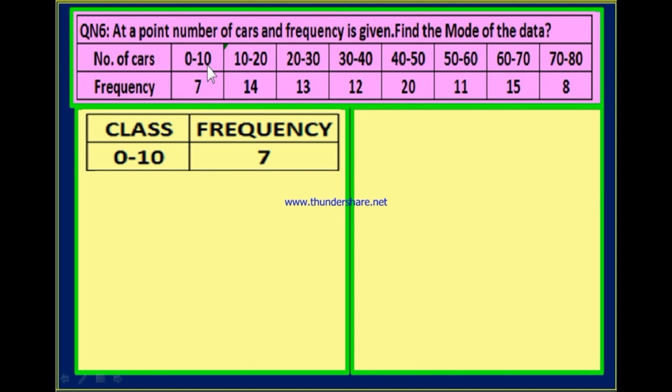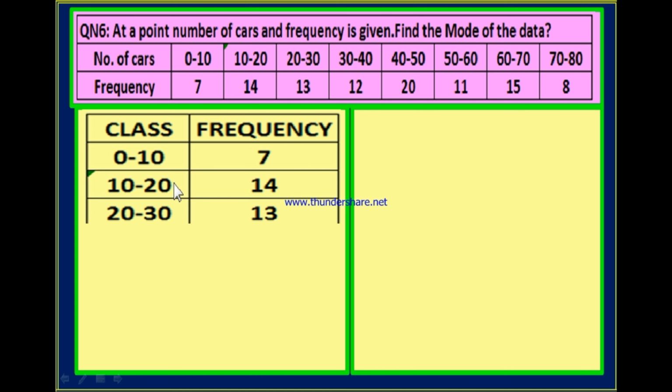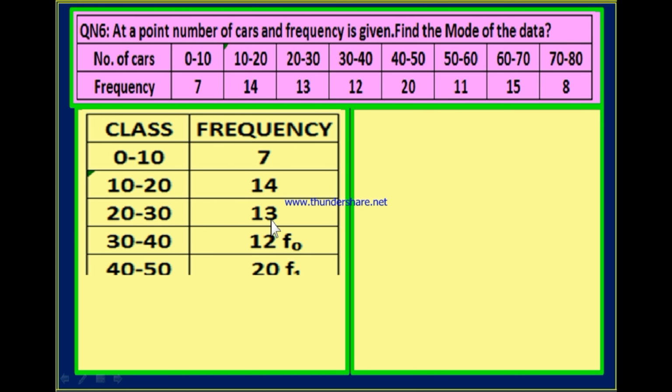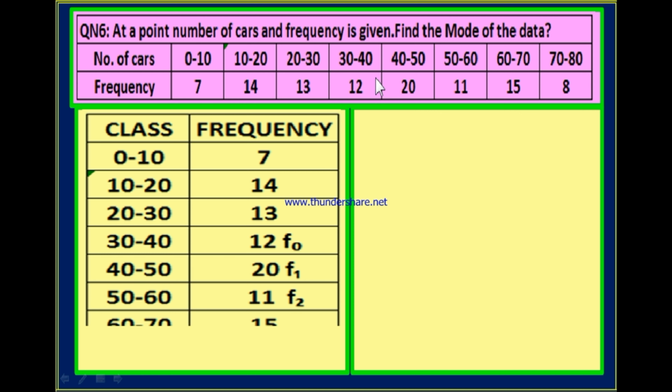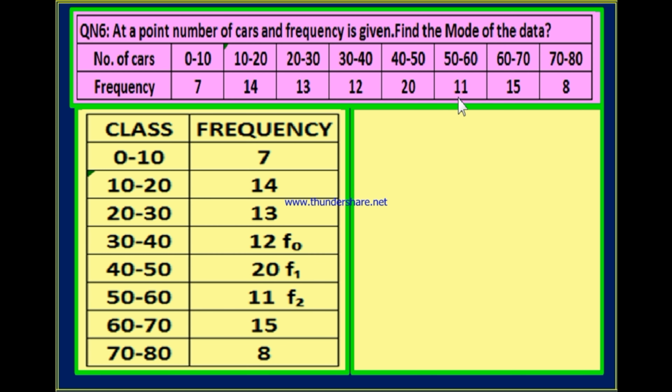The first class 0 to 10, the frequency is 7. 10 to 20, the corresponding frequency is 14. 20 to 30, frequency is 13. Next class 30-40, the frequency is 12. 40-50, frequency is 20. 50-60, frequency is 11. 60 to 70, the corresponding frequency is 15. And the last class is from 70 to 80 and its corresponding frequency is 8.